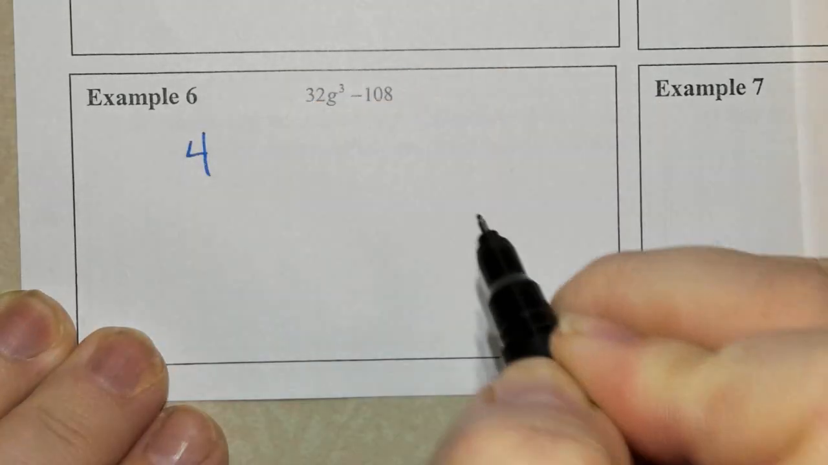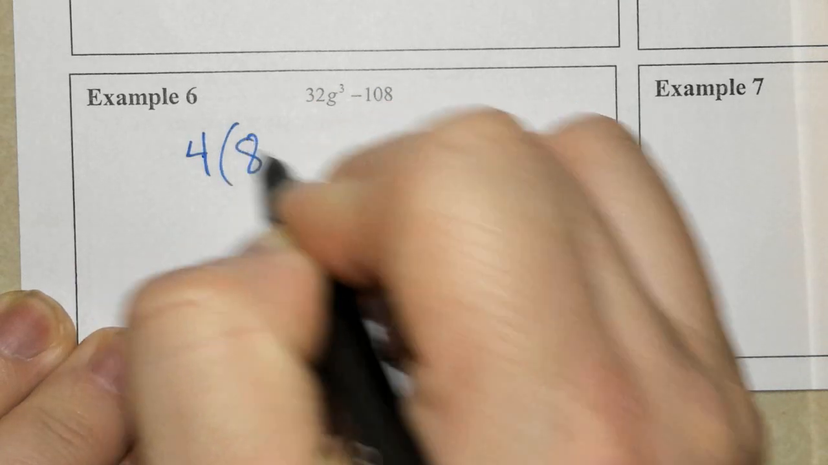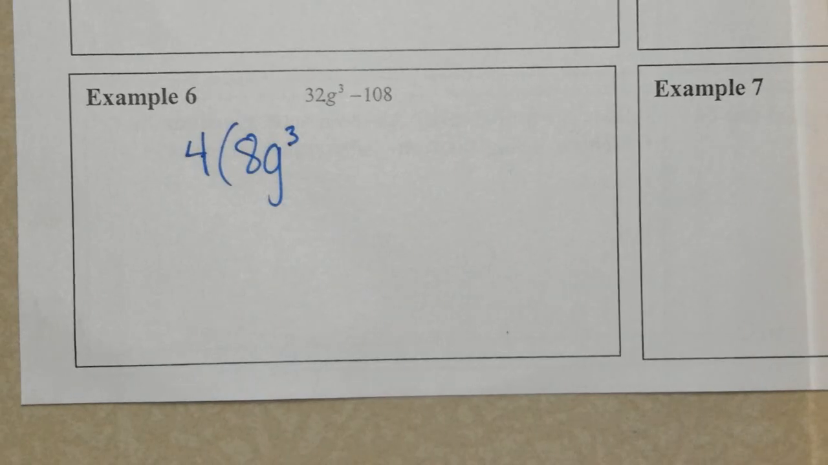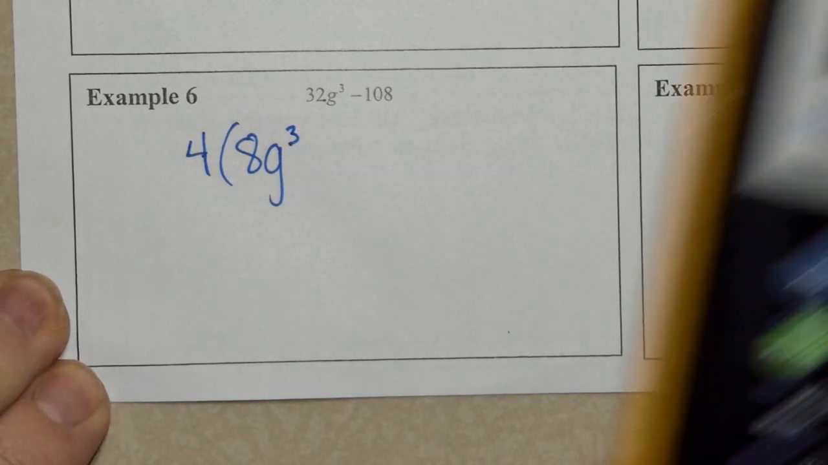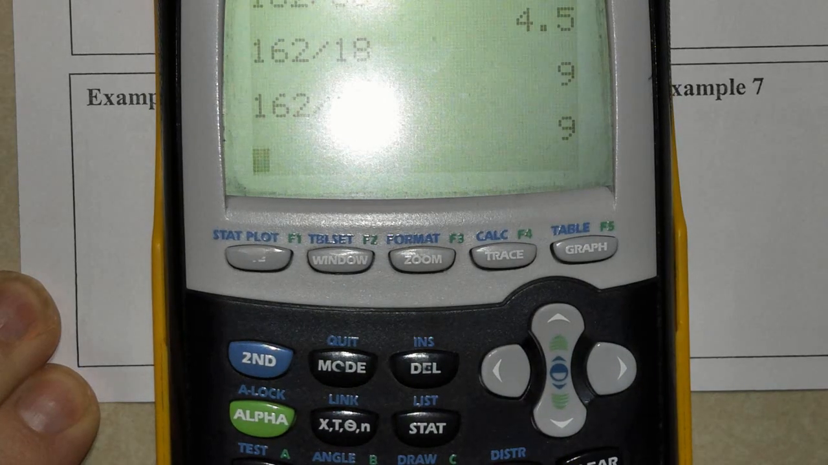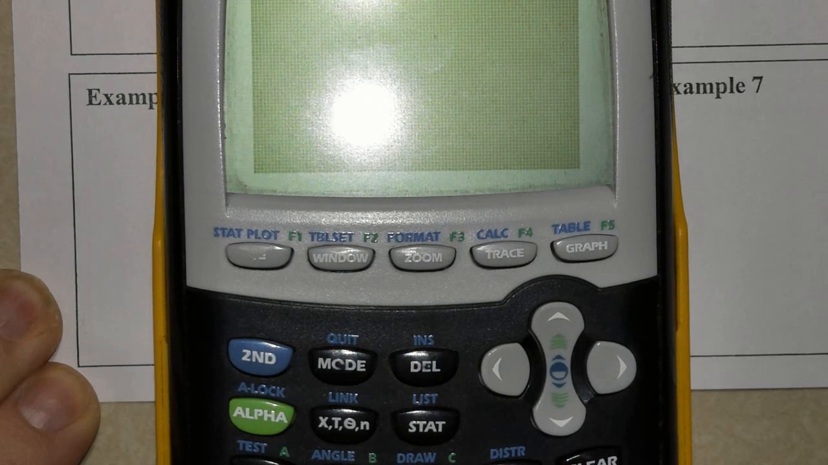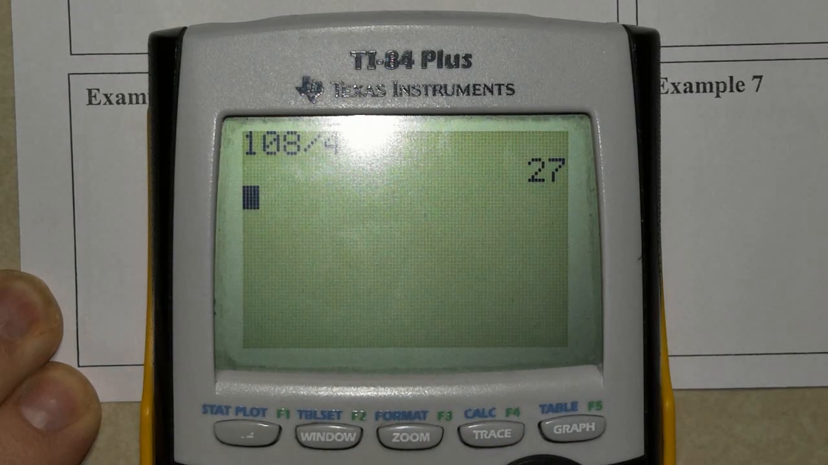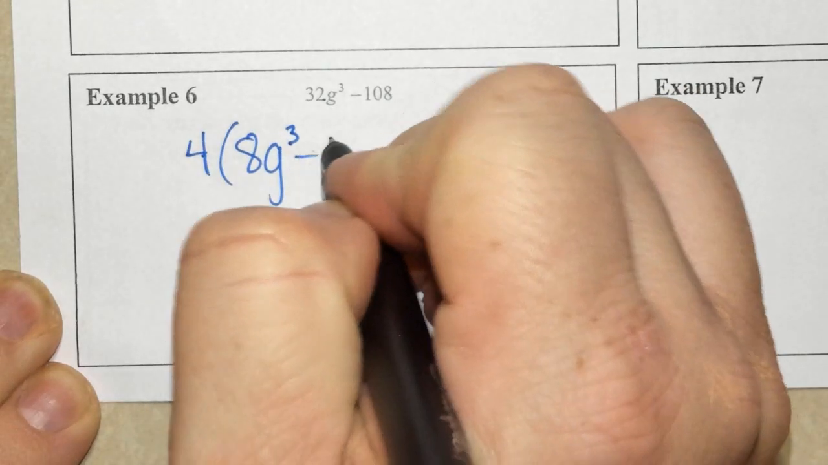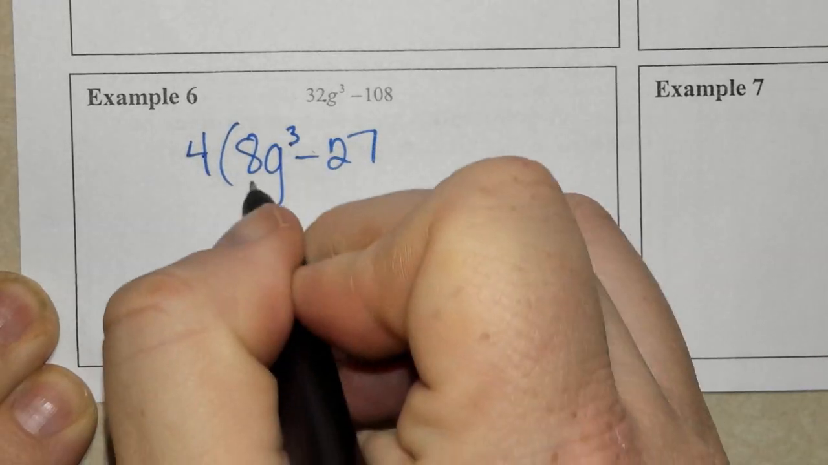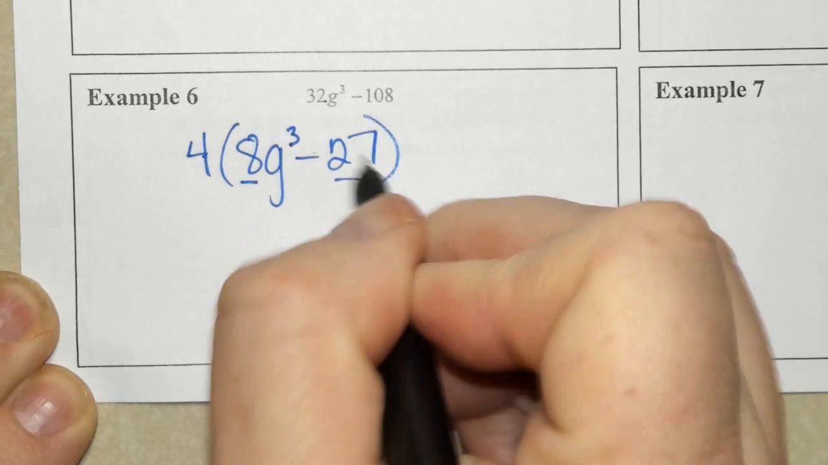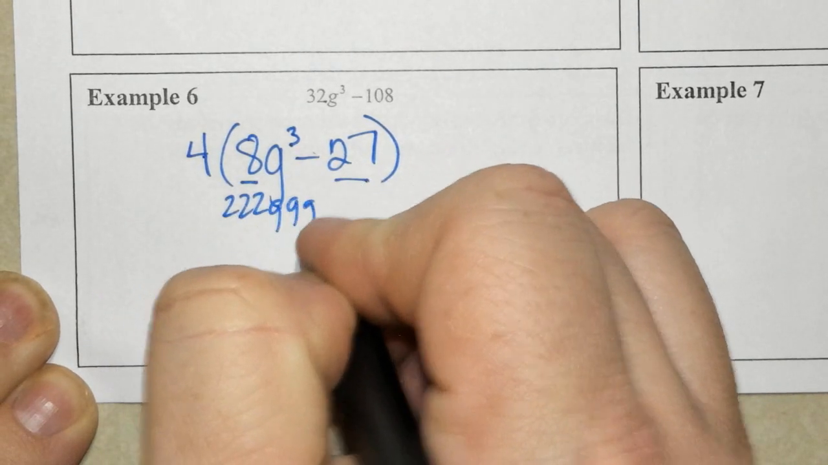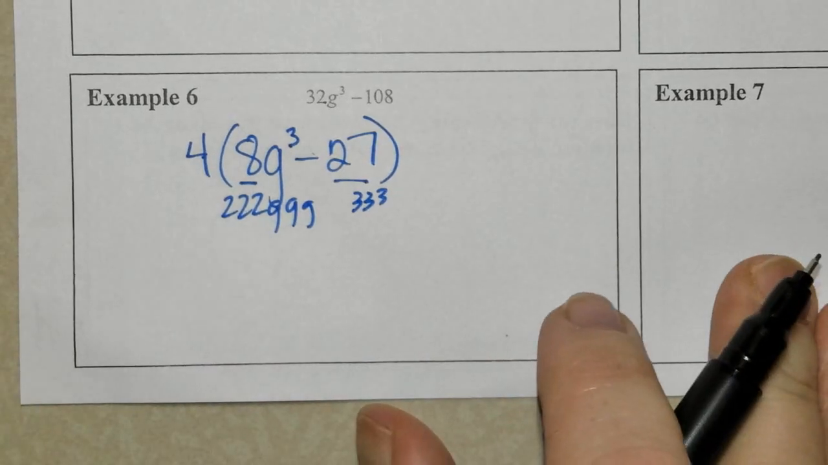Okay. 8 times what number is 32? Put a 4 up front. 4 times 8 is 32. Attach the G cubed. Now grab your calculator and take 108 and divide it by 4. 108 divided by 4 is an answer of 27. Is 27 on the list? Okay, since 8 and 27 are on the list and we have G cubed, this would be 2, 2, 2, G, G, G, and 3, 3, 3.